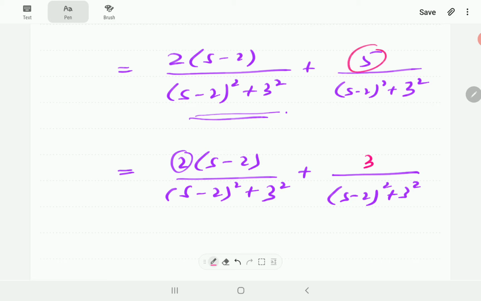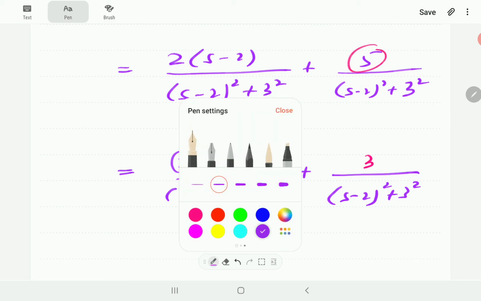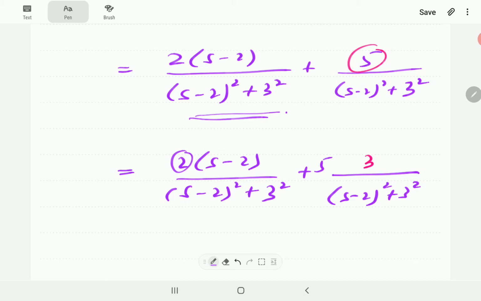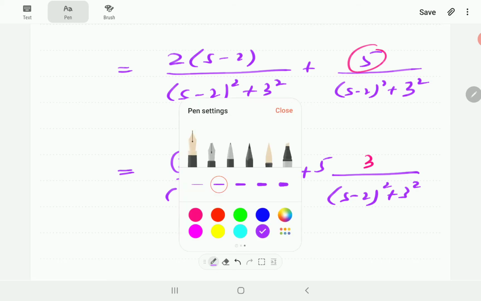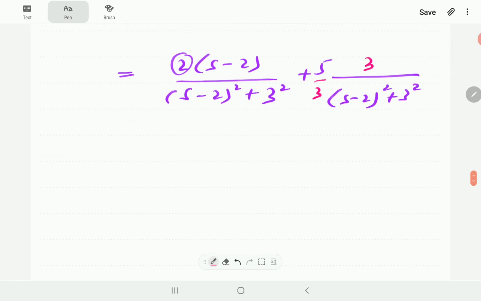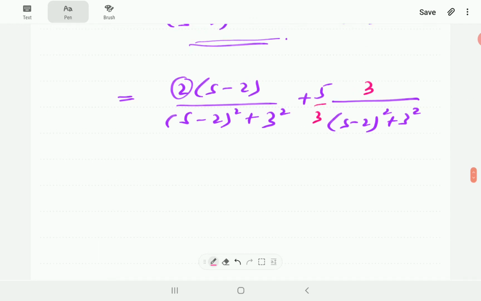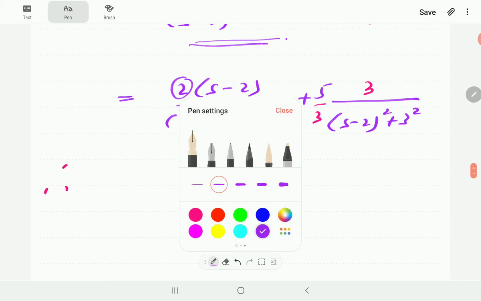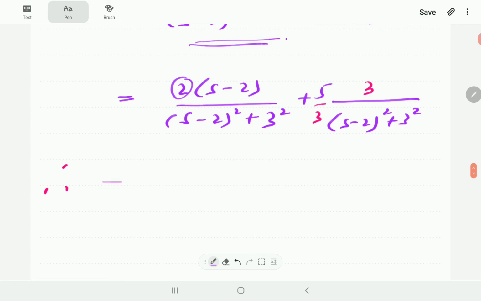The 5, I am going to factor it out. So bring the 5 here. But if we write a 3 there, then we need to divide by 3 here as well. Okay. I think we're almost there now. We're now ready to take the inverse Laplace transform after these algebraic manipulations.